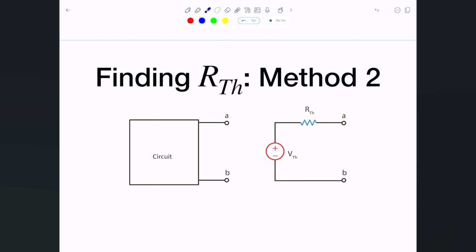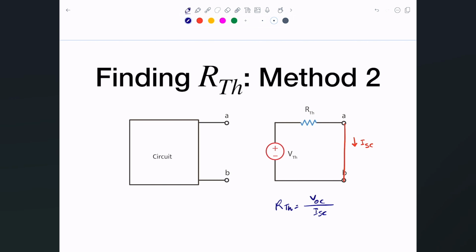So what about method 2? Well, method 2 tells me, why don't you just do the following? Connect A to B, basically short circuit it, and figure out what the current flowing through it is. So basically just figure out what the I short circuit is. And the R Thevenin in that particular case will be, using Ohm's law, V Thevenin divided by I short circuit. And of course we know that V Thevenin is just V open circuit, because this is what we saw. So V open circuit divided by I short circuit.